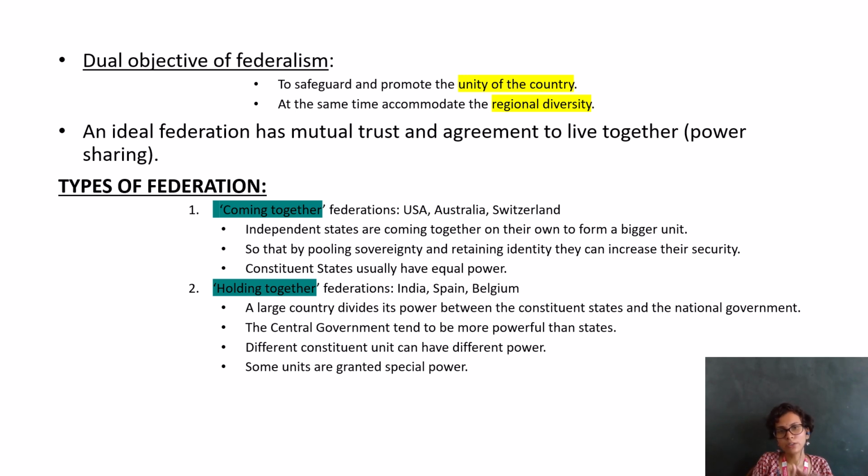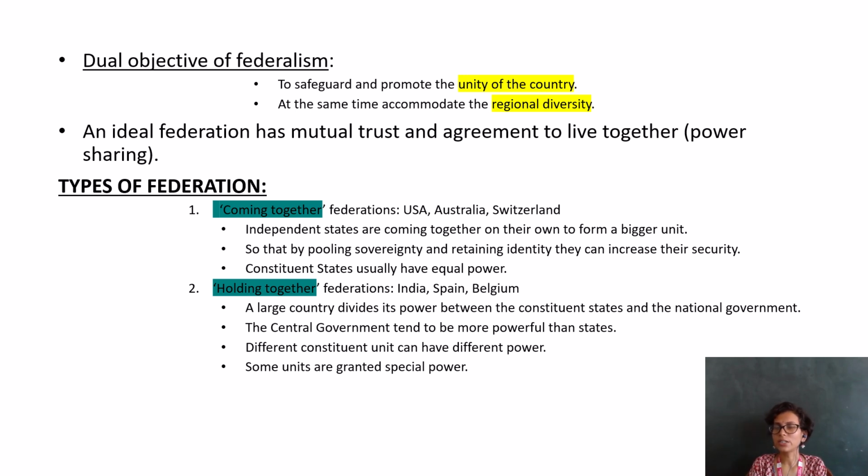Now let's look into types of federation. So we have now covered what federalism is, what makes a country a federal country, and how it is different from other forms of government. Now we are going to look into types of federation. There are two types, coming together and holding together.